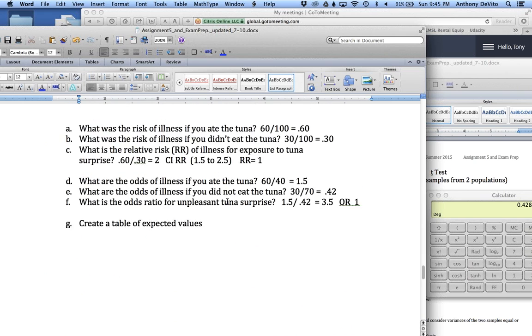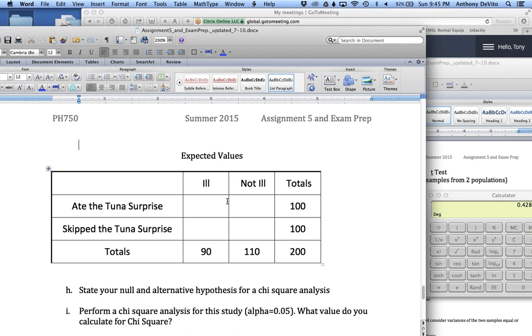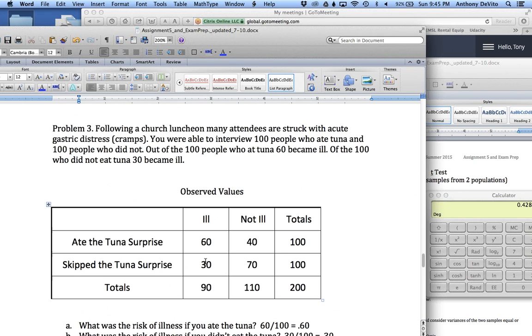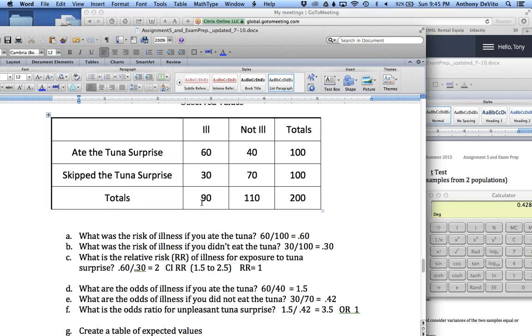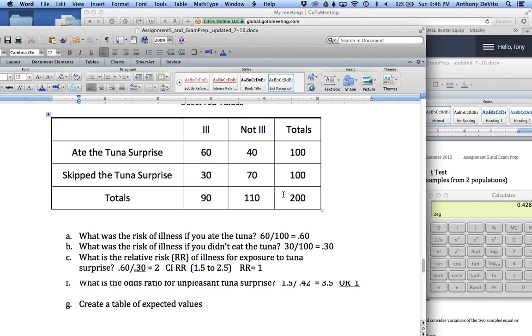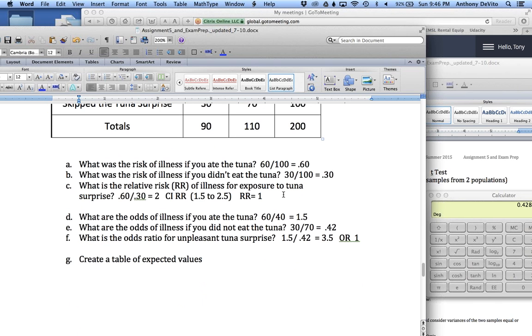Well, let's decide what our expected values should look like. I copied everything in this table except for the four numbers that are in the center of the table. Now, notice that out of the 200 people, 90 people got ill, 110 people didn't get ill. So 45%, 90 over 200, was the percentage of people who got ill, whether they ate the tuna fish surprise or didn't.